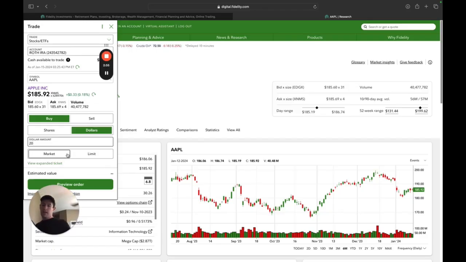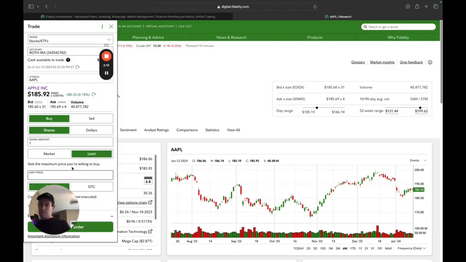And then once we get to market and limit order, market is basically an order that you put in, and it will fill at usually around the ask price. So the ask price is here, the bid price is here. This is where people are willing to buy it at. This is where people are willing to sell it at. Basically, I like to do limit orders. So instead of dollar amount, I'm just going to do one share and then limit. This sets the maximum price you're willing to buy. So if it gets filled at this order, that's good. But of course you want to pay less for it.